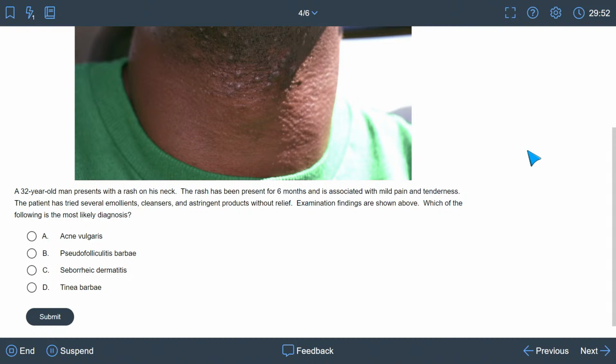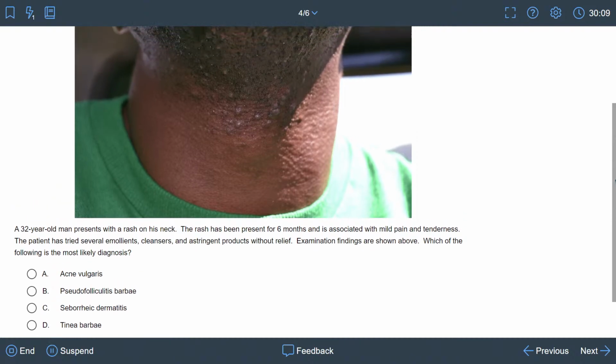So this is also a diagnosis question. A, Acne vulgaris. B, Pseudofolliculitis Barbae. C, seborrheic dermatitis. Or D, Tinea Barbae. Let's go back up to the question. I think I can get them both on the screen so that you can see them at the same time.